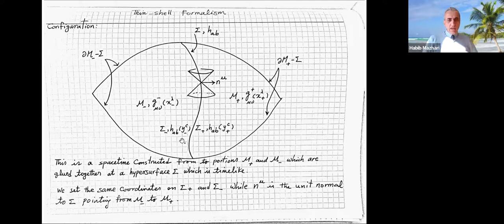Now, h_ab and g_mu nu are our metric tensors. g_mu nu describes the manifold, and h_ab describes our surface. So this is the configuration at the moment, and we're going to see what conditions these items we see in the picture should satisfy.